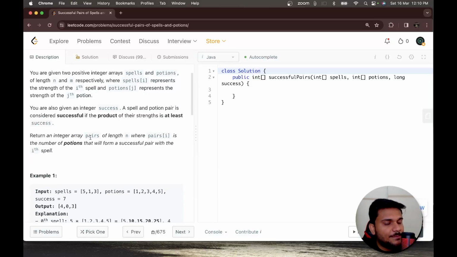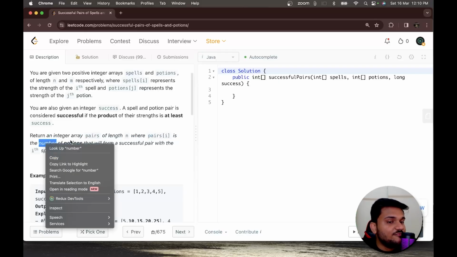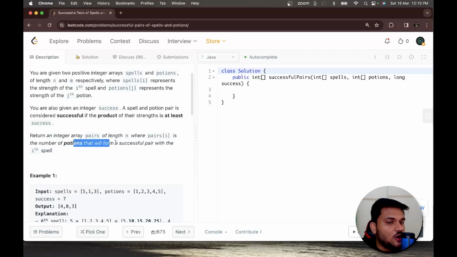Return an integer array pairs of length n, where pairs at I is the number of potions that will form a successful pair with the ith spell.